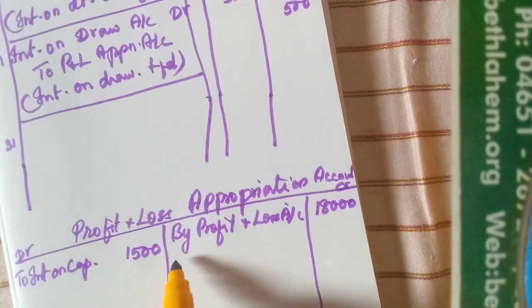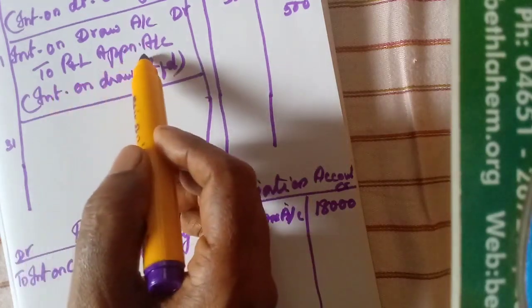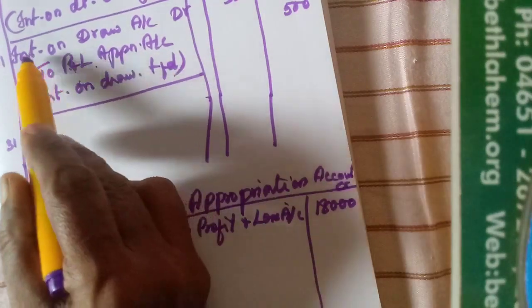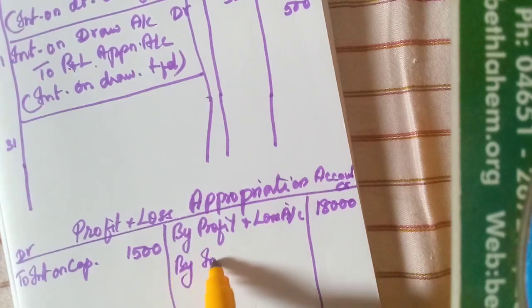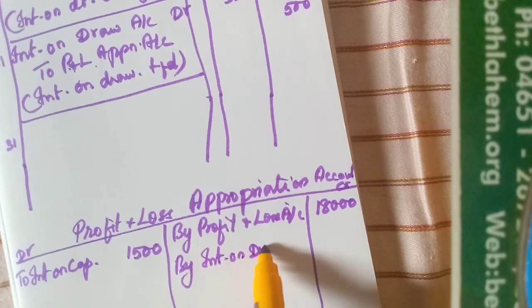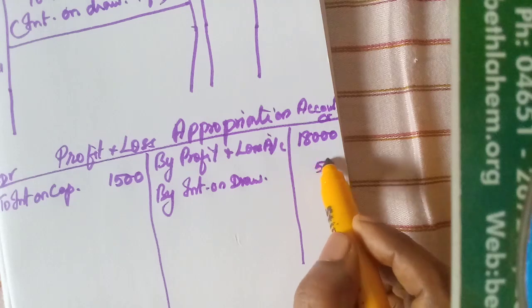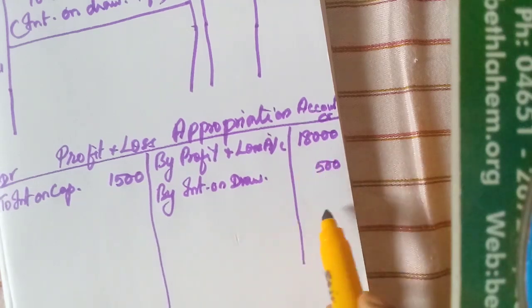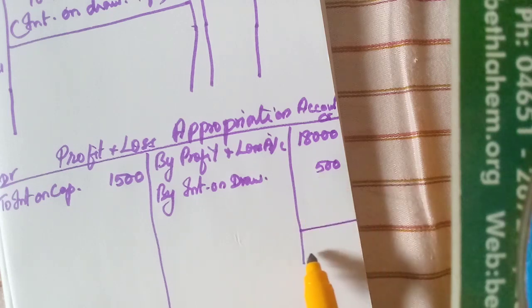Then next one here. Profit and loss appropriation account credited by interest on drawings. So the profit and loss appropriation account is credited, so credit side by interest on drawings. How much? 500, isn't it? So only 2 items. Now we should find out the profit or loss. Here only more, isn't it? So 18,500.